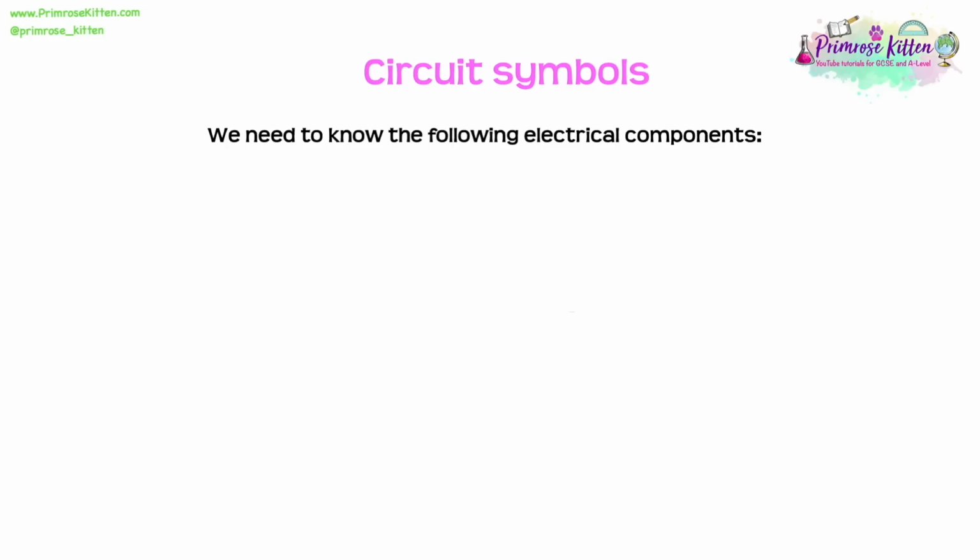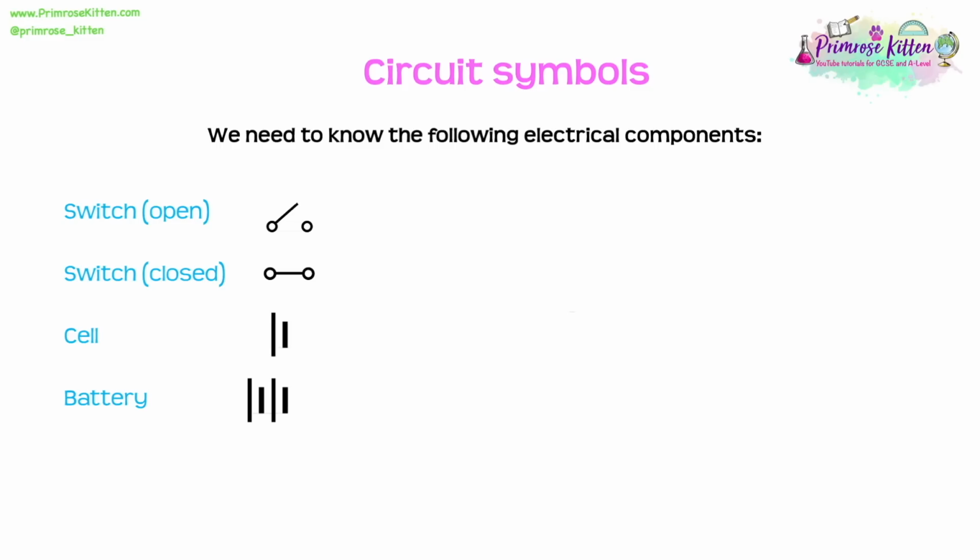In the electricity topic, we really do need to know the following electrical components. We need to be able to draw them and recognise them. So let's start off with the switch. We can see it open and closed. We know that a cell is 2 little parallel lines, one's bigger than the other, and a battery is several of these cells. Could be 2, could be more than 2. That's what makes up a battery, several cells.